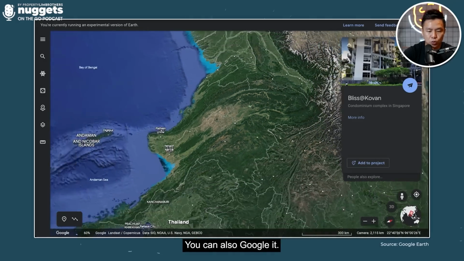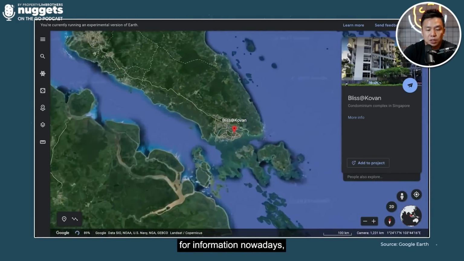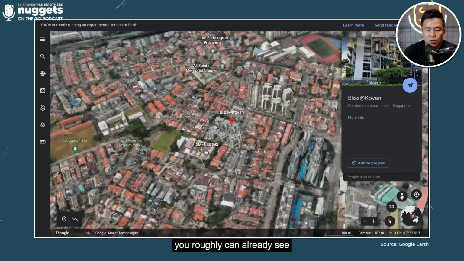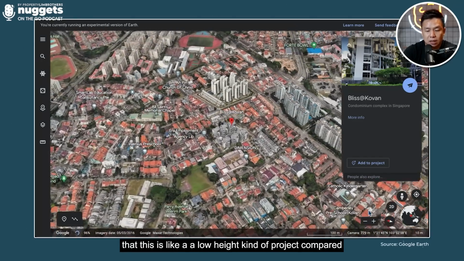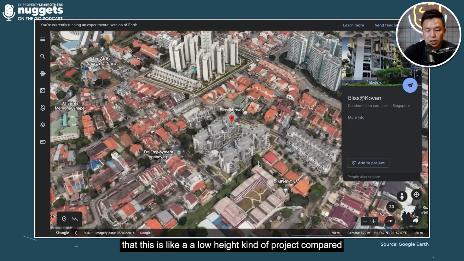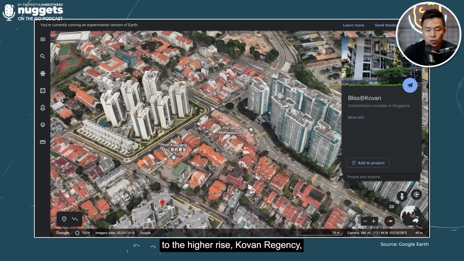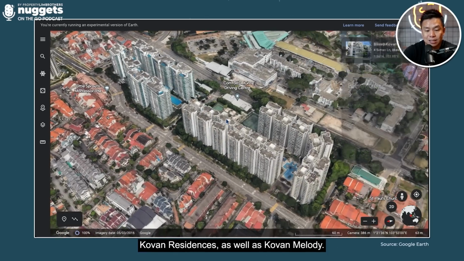There's a couple of photos here. You can also Google it. I mean, there's a lot of ways to look for information nowadays. But of course, just by looking at this, you can roughly already see that this is a low height kind of project compared to the higher rise Kovan Regency, Kovan Residences, as well as Kovan Melody.